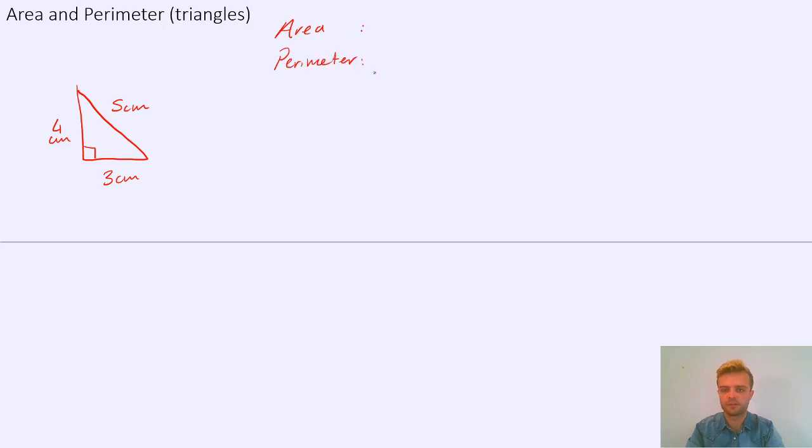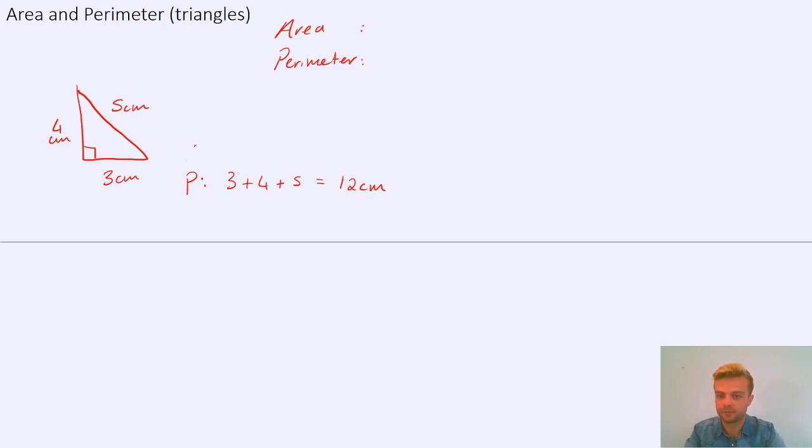Now, we know already that to find the perimeter of a shape, the perimeter is just the distance around the outside. So the perimeter for this triangle is just going to be 3 plus 4 plus 5, which is 3 plus 4 is 7, plus 5 is 12 centimeters. And because it's perimeter, it's just a distance, so the units are still just centimeters.